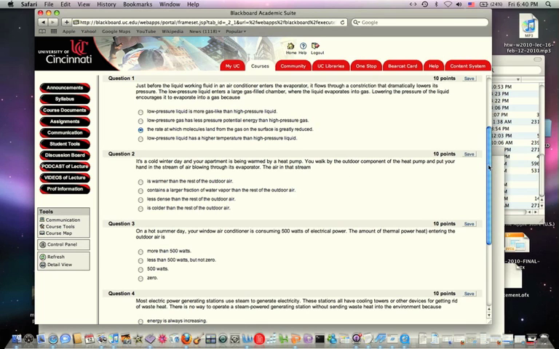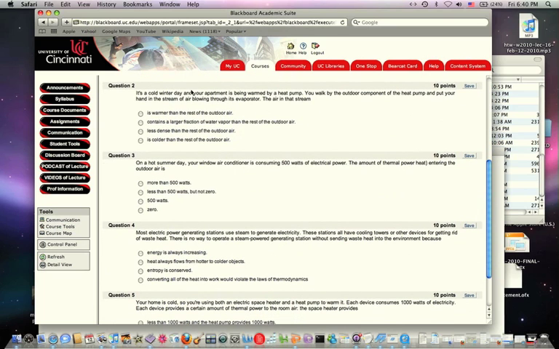The second one is: it's a cold winter day and your apartment is being warmed by a heat pump. You walk by the outdoor component of the heat pump and put your hand in the stream of air blowing through its evaporator. The air in that stream is warmer than the rest of the outdoor air, contains a larger fraction of water vapor than the rest of the outdoor air, less dense than the rest of the outdoor air, or is colder than the outdoor air.